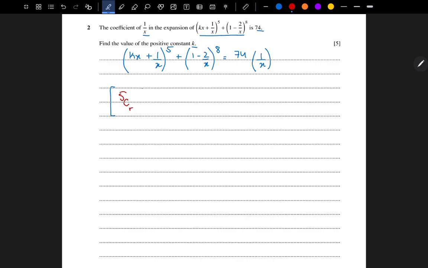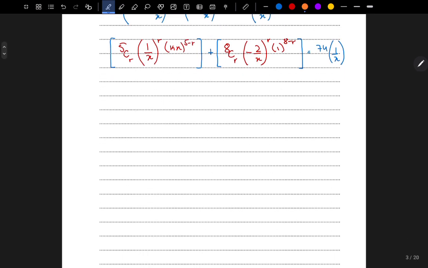5CR, because r is unknown. It will be (1 upon x)^r and (kx)^(5 minus r). For the second box, it will be again 8CR, because r is unknown, (minus 2 upon x)^r and 1^(8 minus r). And this will all be equal to 74 into 1 upon x.